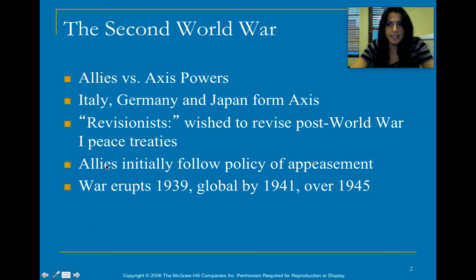Initially, the Allied side, which is going to include quite a few people, and eventually also the United States, don't do much to stop the aggressive expansionist policies of the Axis powers, but eventually they'll stop the policy of appeasement, which is allowing them to do certain aggressive acts and appease them, hoping that that would keep them at bay and stop them from further aggressive actions.